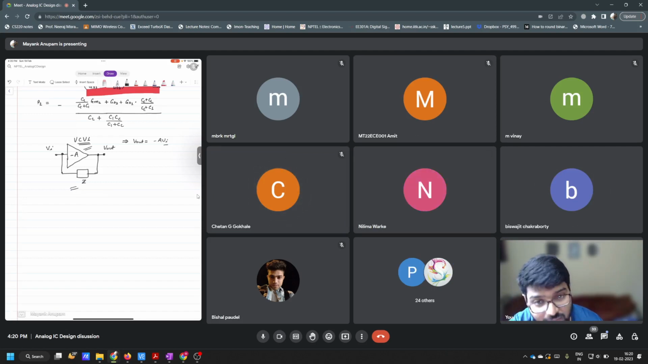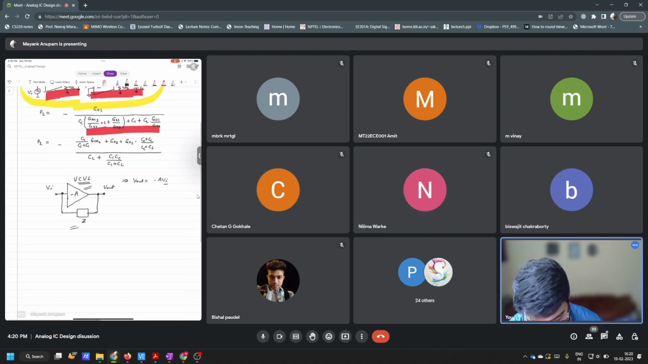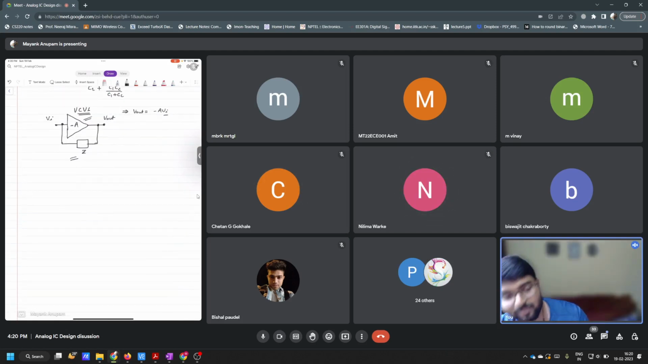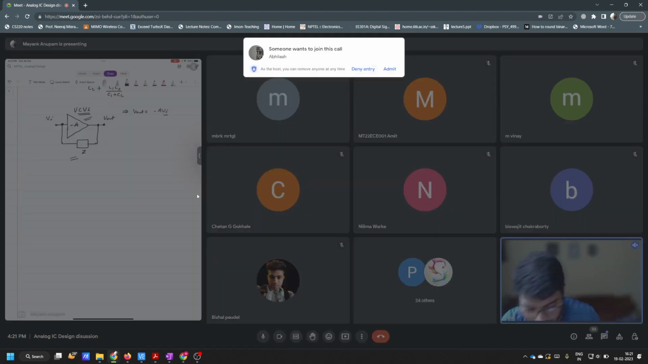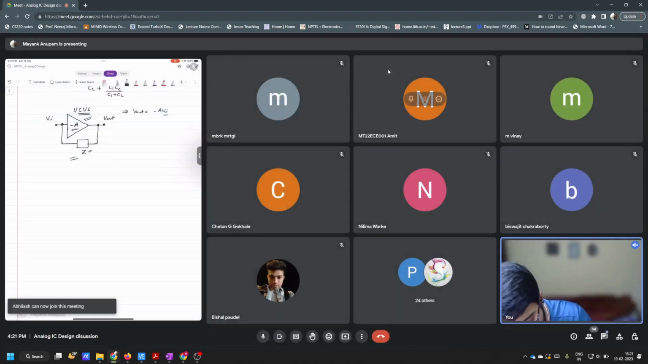So this is a negative feedback, and I guess everyone understands that, but no one is able to explain it. This is a negative feedback because you see that this is a gain of minus A, right? This is a negative gain in this block, and you have connected its input and output through some impedance Z, right? And the gain here is negative.